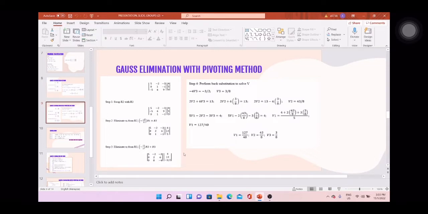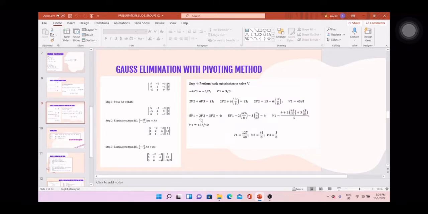Negative 3 over 2. For step 4, perform back substitution to solve V. Negative 4 V3 equal to negative 3 over 2. V3 equal to 3 over 8. 2V2 plus 6V3 equal to 13. 2V2 plus 6 times 3 over 8 equal to 13. 2V2 equal to 13 minus 6 times 3 over 8. V2 equal to 43 over 8.